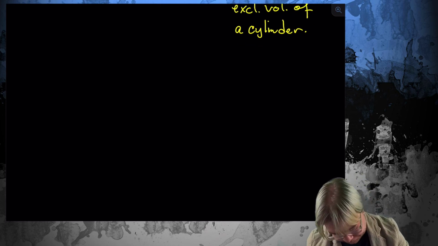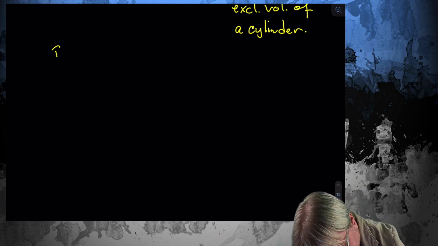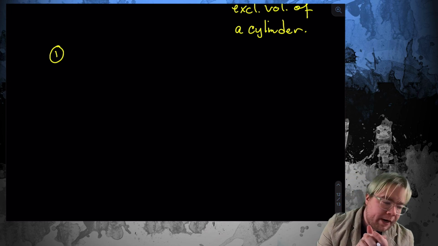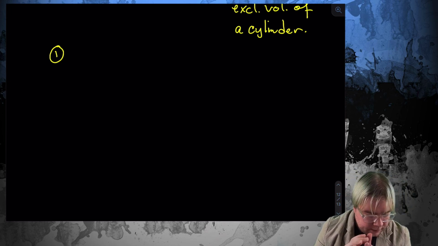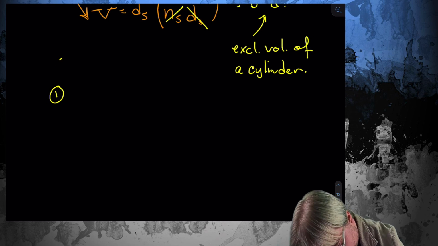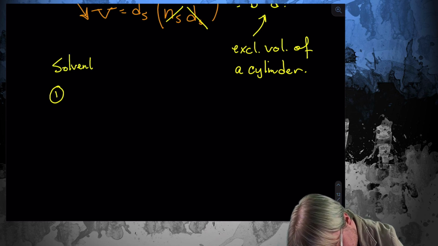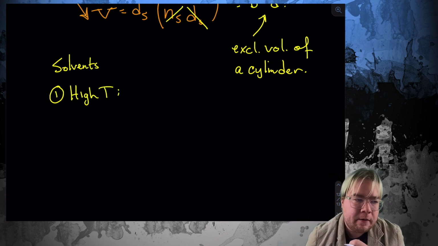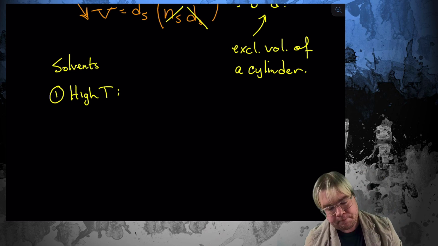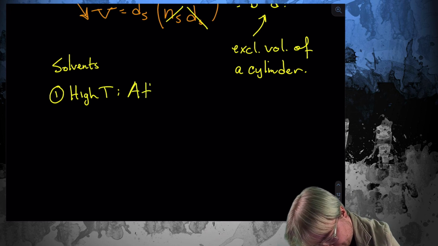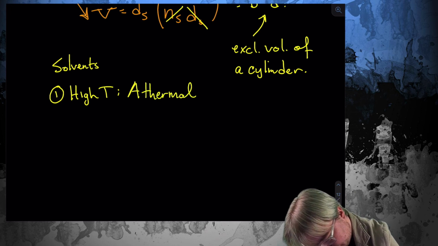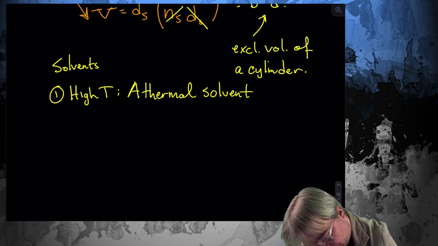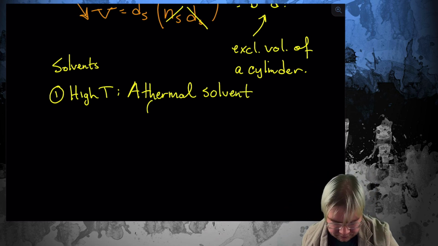So this means a couple of things. We can look at some cases. One is that we can look at a high temperature limit. So let's look at solvents. If we look at the high temperature limit, then eventually the size of the chain is going to be independent of the temperature. So in this case, we have what we call an athermal solvent. This is a very favorable solvent, so this is favorable.